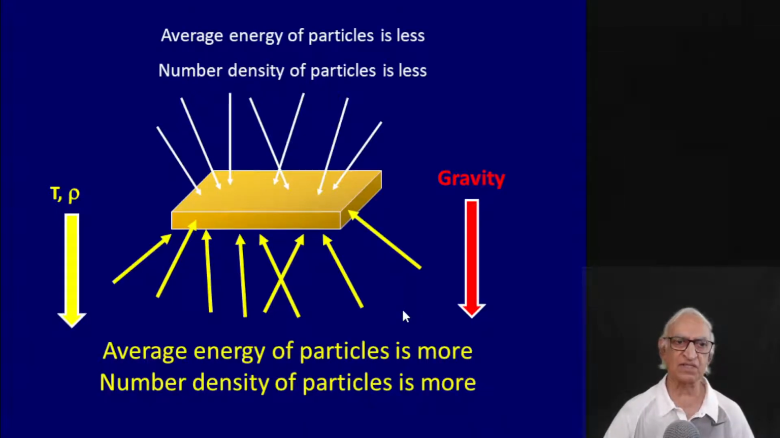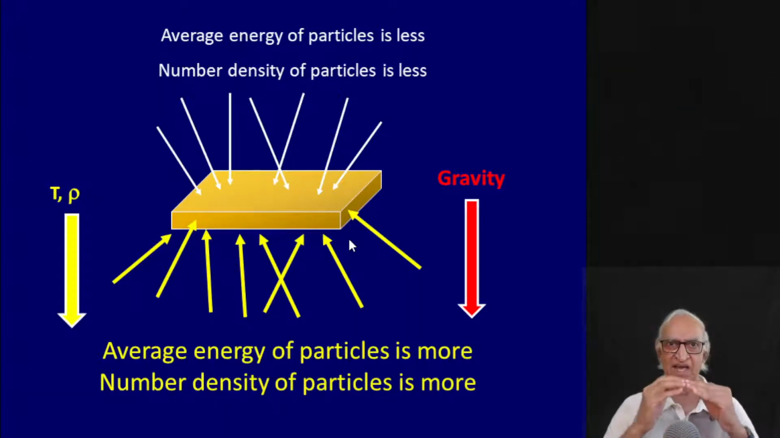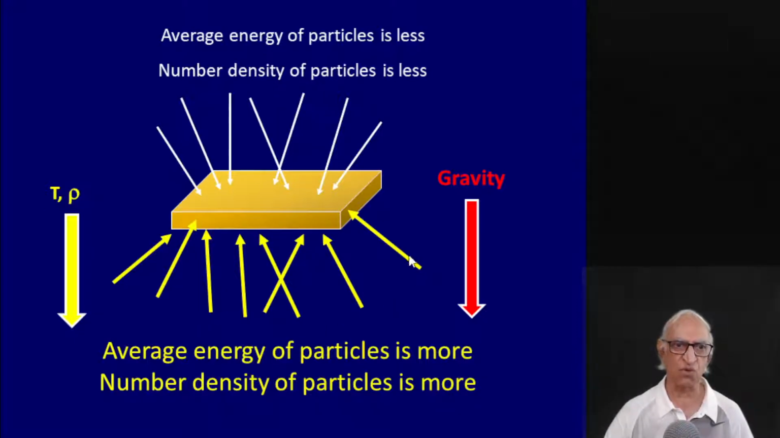Now we argued that this works in the following way. Consider that elemental cylinder, which I have now depicted as a slab of material, which is the same thing. It's being bombarded from below and above by particles whose average kinetic energy is 3/2 kT. As we go down, the density as well as the temperature increases. Therefore, the energy of these particles is more than the energy of these particles. There are also more particles per unit volume below than above, and therefore there is a net pressure differential between the two surfaces.